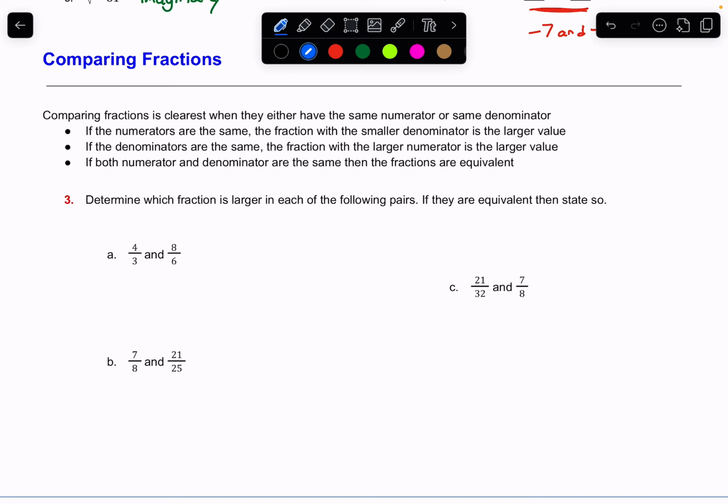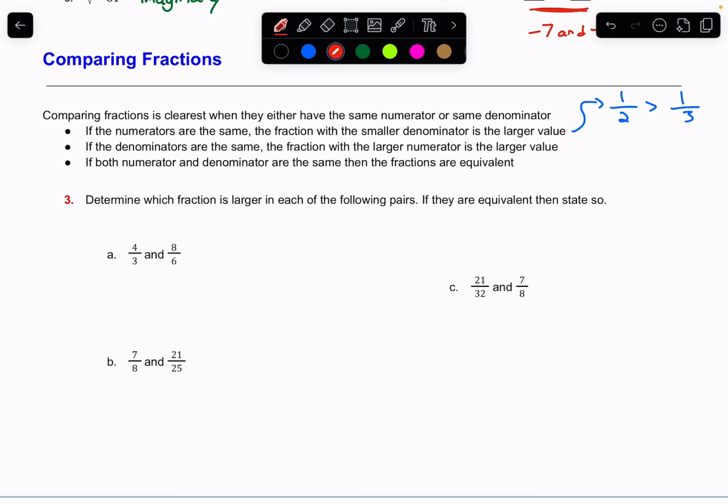Okay, so bullet point 1 says if the numerators are the same, the fraction with the smaller denominator is the larger value. So for example, if we have two fractions that both have 1 on top, 1 over 2 is going to be greater than 1 over 3 because the numerators are the same, but the 3 is a bigger denominator, meaning we're cutting the 1 into more pieces. Okay, so if you cut the same thing into more pieces, each piece is going to be smaller.